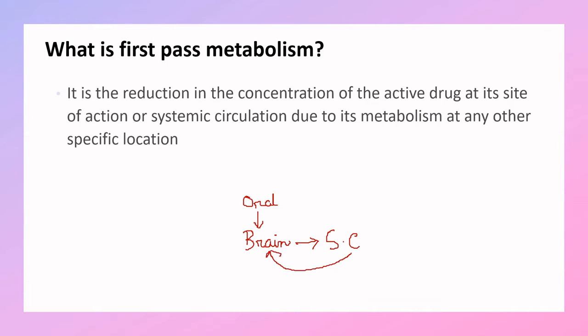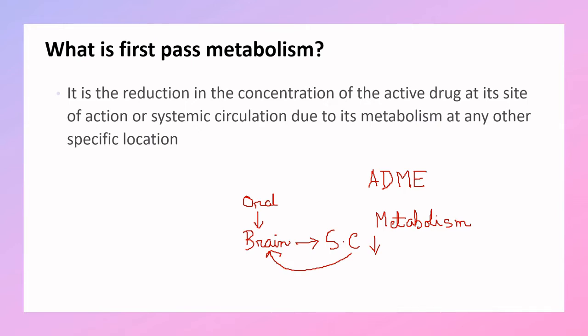So prior to the drug being absorbed into the systemic circulation, if there is metabolism of the drug, then the amount of drug that will ultimately reach the systemic circulation will be low. Now why will it be low? Because if you remember the pharmacokinetics, it basically has four properties, which is ADME: A for absorption, D for distribution, M for metabolism and E for elimination.